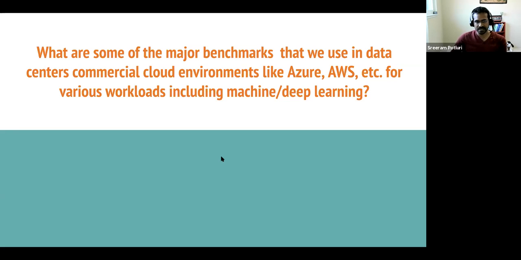And then, of course, like Verónica pointed out, we use workloads or benchmarks that emulate models and workloads that are out there in the wild.